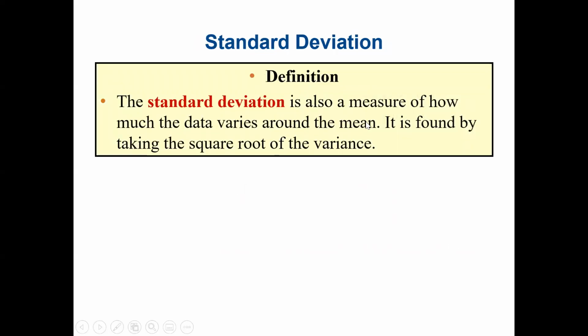Now, the standard deviation is also a measure of how much data varies around the mean. And this is the most common value that we use to measure the variation of data sets. So for example, if we find that the standard deviation equals 0, it means all the values are the same. If the standard deviation is very small, it means the values are very close to each other. The variation is very small. If the standard deviation is very big, it means the values are widespread or the variation is large.